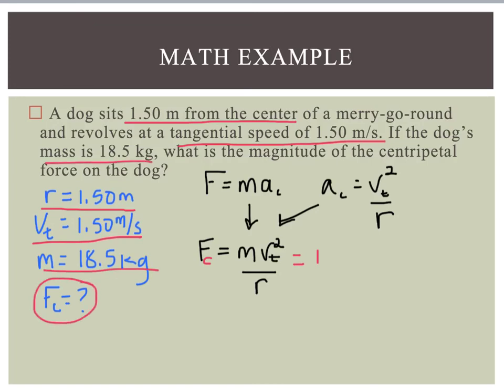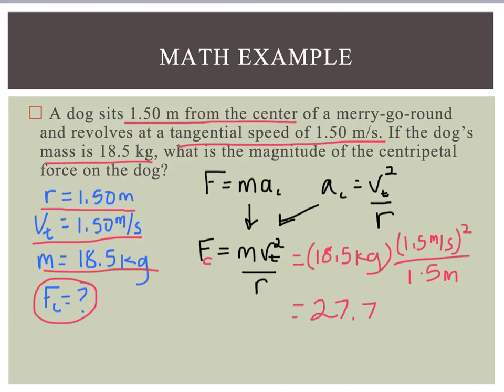Plugging things in, I have 18.5 kilograms times our tangential speed, which is 1.5 meters per second, and that whole thing is squared, divided by our radius, 1.5 meters. When I plug that all in, we get a value of 27.75 newtons as our centripetal force.